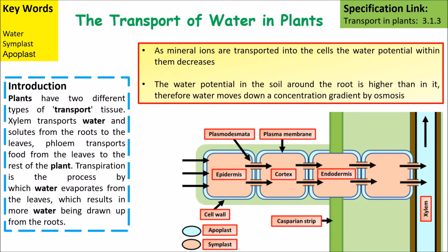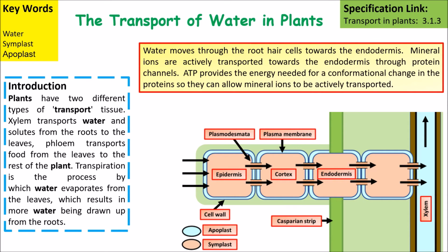As mineral ions are transported into cells, the water potential within them decreases. So the water potential in the soil around the root is higher than it is in the cell, therefore the water moves down a water potential gradient by osmosis. So the water moves through the root hair cells towards the endodermis.